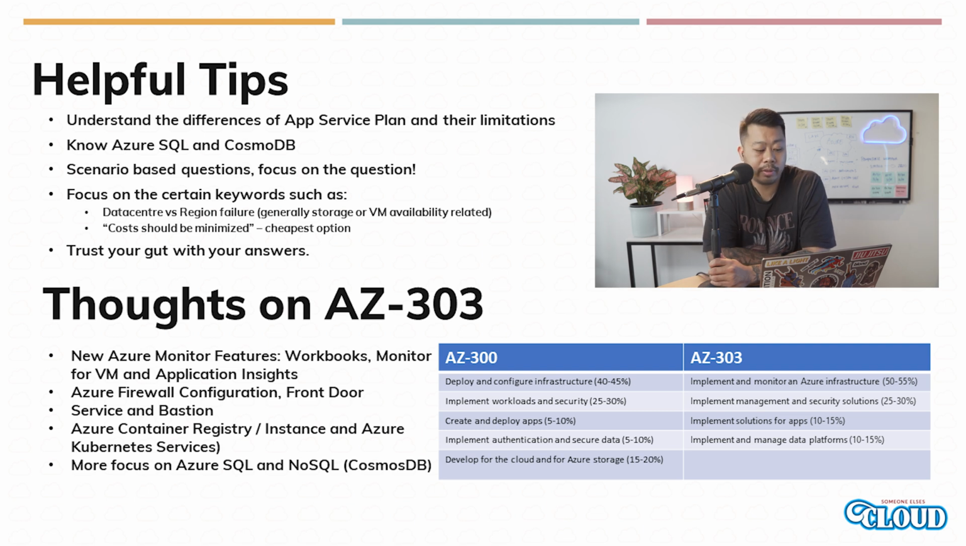Okay, final thoughts on the AZ-300. If you have a look at the table there, I've got a side-by-side comparison of the topics. You can see that they've gone and consolidated them and sort of rephrased them. I think they just went, we can do these a bit simpler. I think the exam would cover a lot of new Azure features, so workbooks, Monitor for VM, Application Insights. There'll be probably Azure Firewall configuration, Front Door service, and Bastion services. Obviously, if you're studying for the exam, it should be covered in all your course materials.